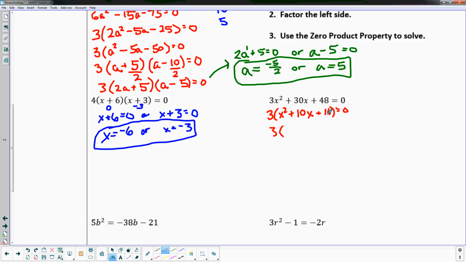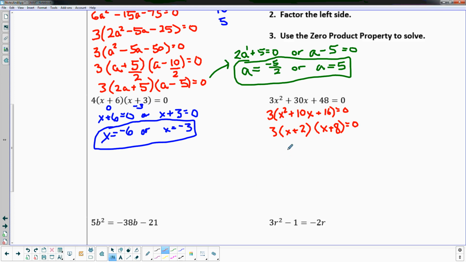I need two things that multiply to 16 and add up to 10. Well, 8 times 2 is 16, and 8 plus 2 is 10. So I'm going to have x plus 2 and x plus 8. My bottoms up method is technically done right now because I started with an x squared, not a number times x squared.